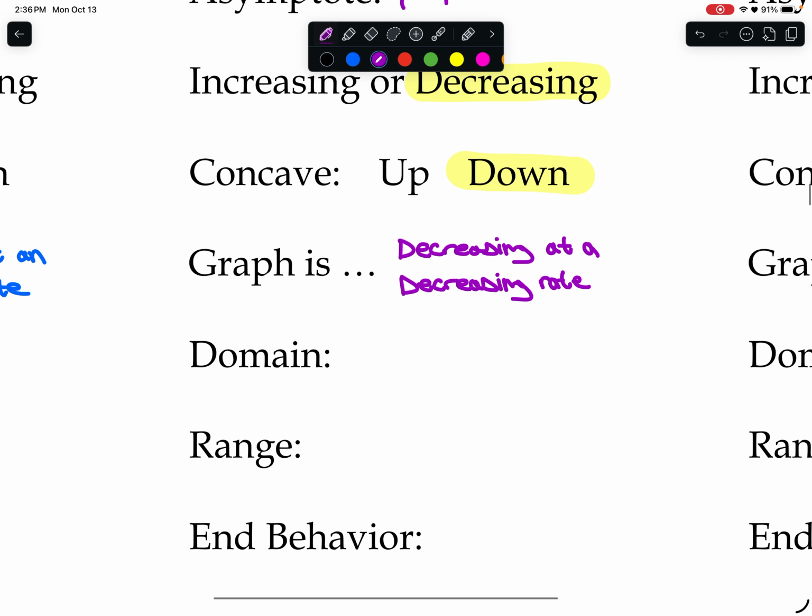So with the domain, we're still going left and right indefinitely. So domain for exponentials is going to be all real numbers. And then my range, you're going to have to pay attention to your horizontal asymptote and the direction your graph is going. So I want everything below y equals 4. What that tells me is I want to go from negative infinity to positive 4.